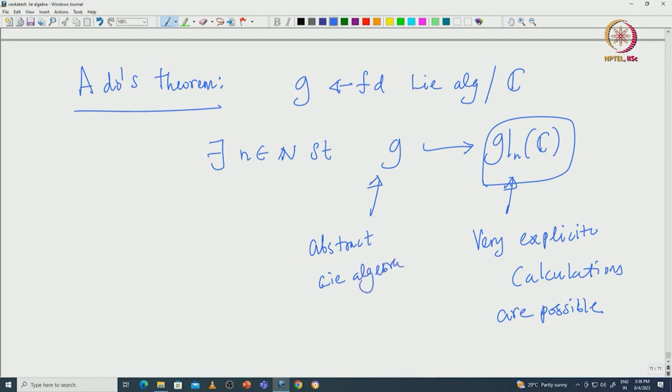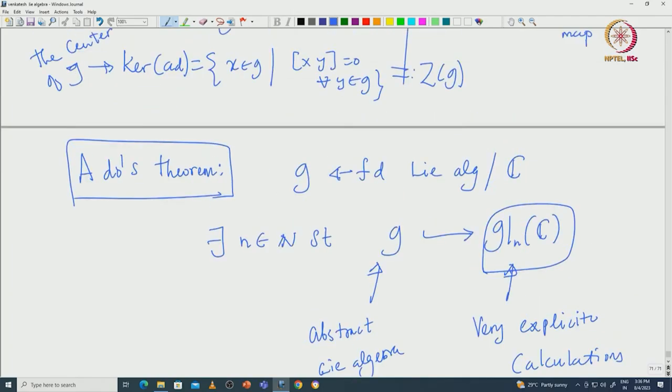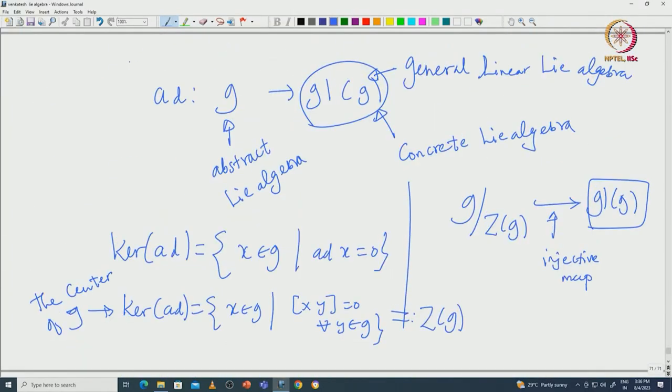So, that is why this Ado's theorem is actually a very, very important thing. But anyway, I will just state it here and then we will see later whether we can prove it or not during the course.